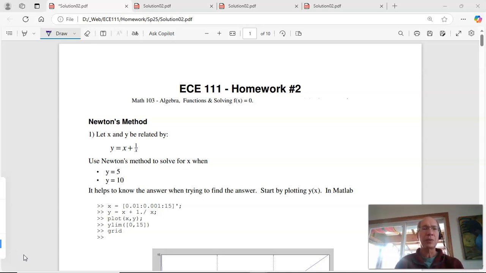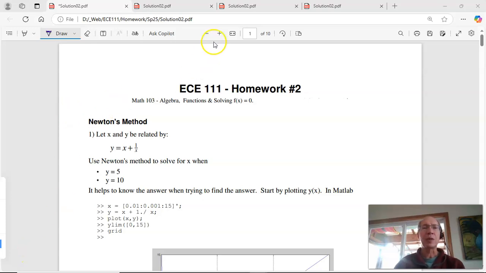Now in homework set number 2, we're looking at solving problems that you encounter when you take algebra using Matlab. Algebra is all about solving one equation, one unknown. Using Matlab, I can do the same thing using numerical methods. In fact, I can solve problems that I can't solve in algebra using numerical methods.